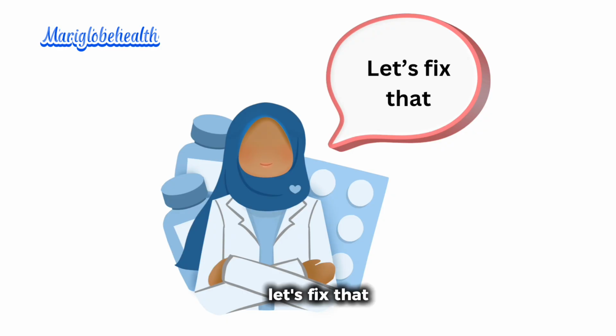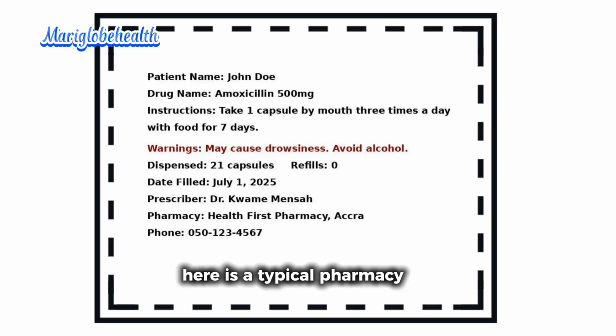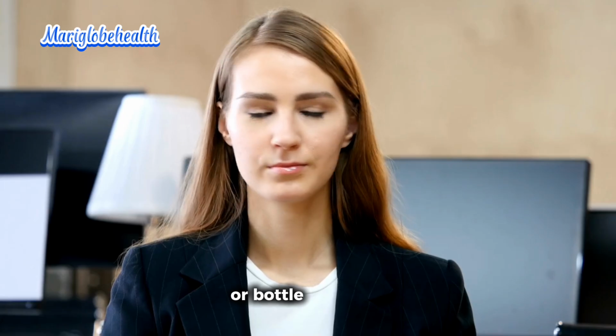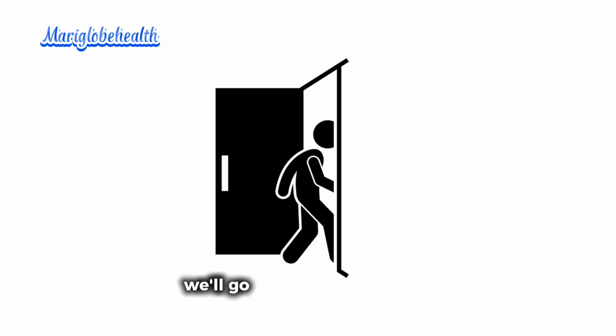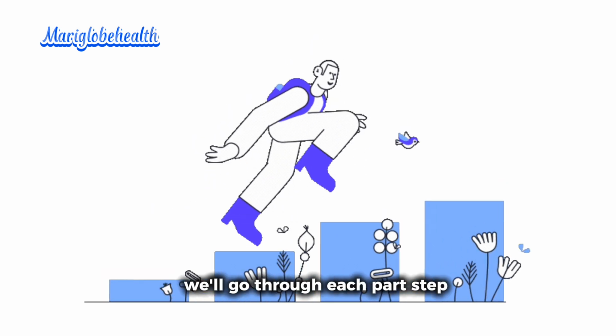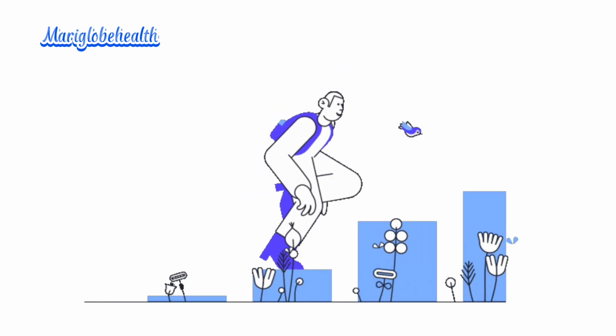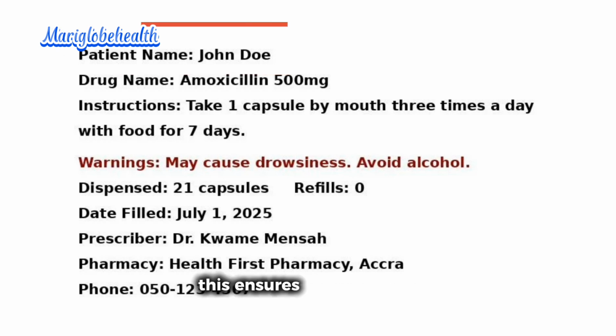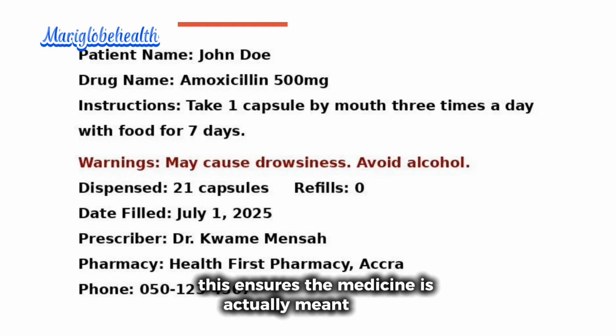Let's fix that. Here is a typical pharmacy label you might see on your medicine box or bottle. Don't worry, we'll go through each part step by step. First is the patient's name. Make sure your name is correct. This ensures the medicine is actually meant for you.